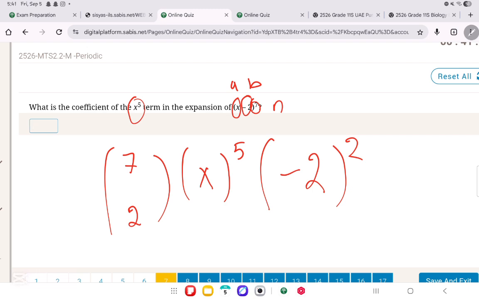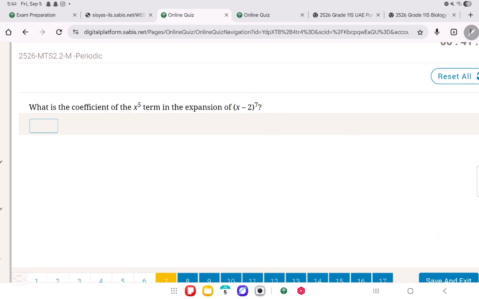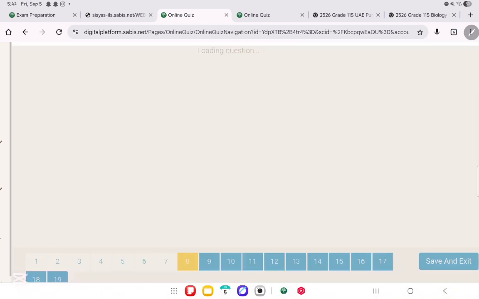Now, all you need to do, this is which question again? Question 7. All you need to do now is to expand. So 7 combination 2, do it on your calculator, you'll get 21. Okay? 21 times x to the power of 5 times 4. You're going to get very simply 84 x to the power of 5. So the coefficient is what? The coefficient is 84.